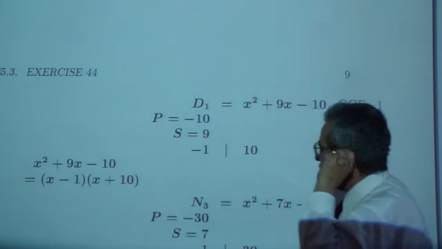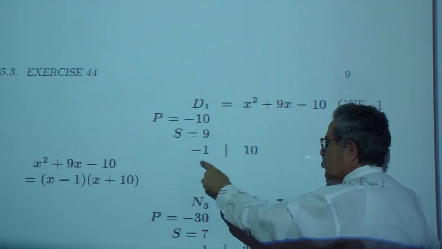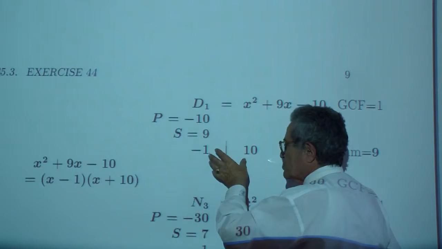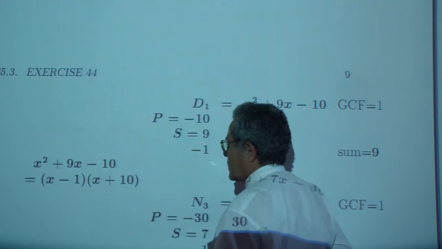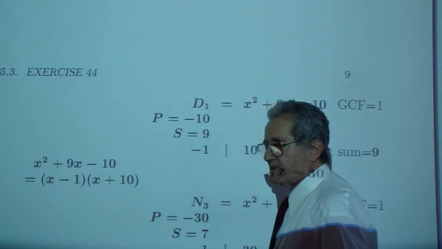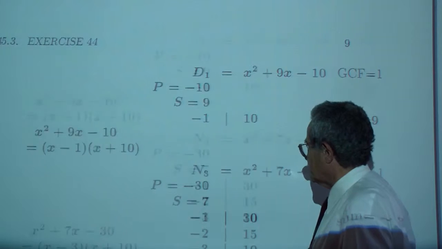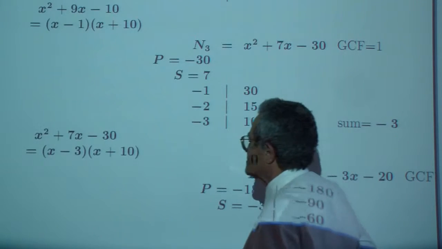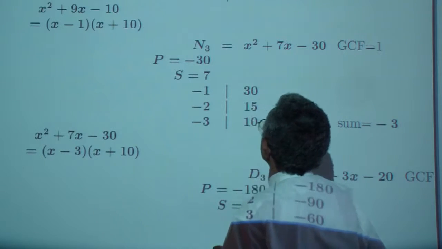I had told you that if you get 1 times x squared, you can use the magic numbers immediately. You don't need these to split up the middle term and then group and factor out again. But that works only if you have 1 times x squared. Okay? Only if you have 1 times x squared. N sub 3 turns out to be x minus 3 times x plus 10.